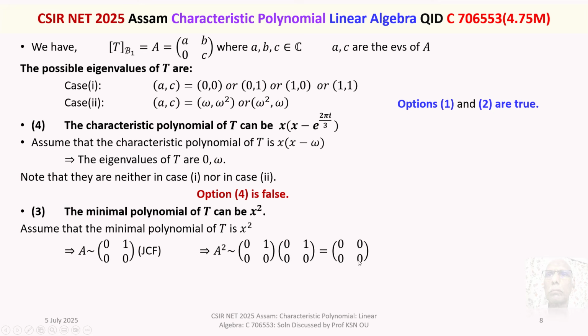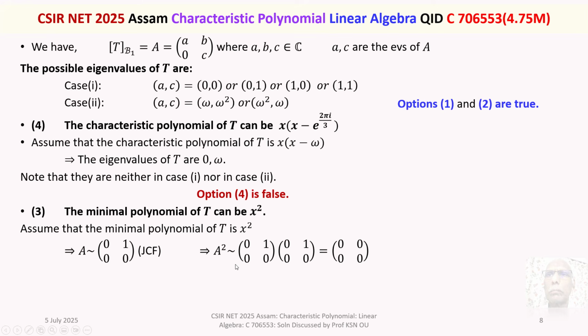the zero matrix. So A square is similar to the zero matrix, while A is similar to 0, 1, 0, 0. But we have A is similar to A square. The matrix of T with respect to B1, that is A, is similar to the square of the matrix of T with respect to B1, that is A square. So A is similar to A square.